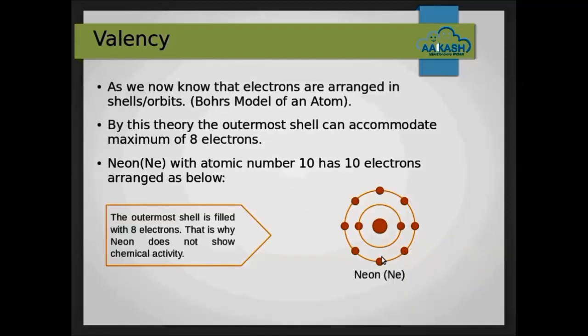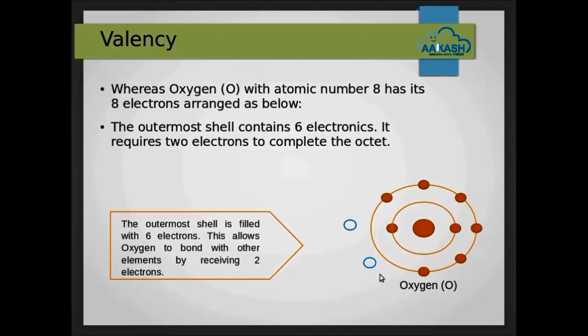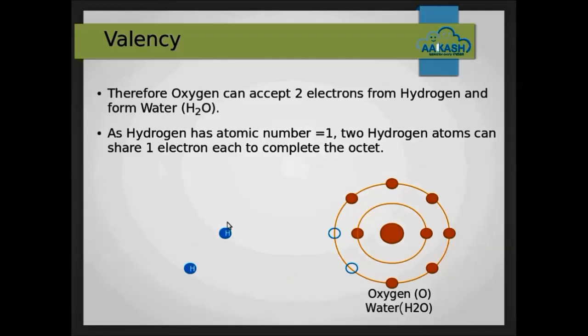Atoms have a tendency to achieve an inert gas configuration of 8 electrons in the outermost orbit. Therefore, neon is an inert gas. Oxygen, on the other hand, needs 2 more electrons in its outermost orbit. Therefore, hydrogen with 1 electron in the outermost orbit combines with oxygen to form water.